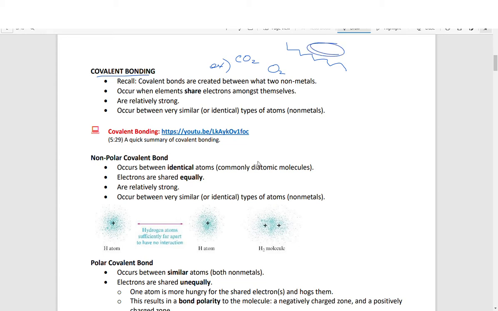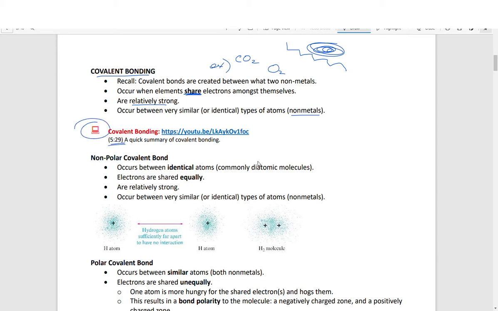So they're both from beyond the step over here, these non-metals. They occur when the electrons are shared. And again, to satisfy the duet or octet rules or complete the valence shell of electrons, that's the solution. So ionic bonds is giving and getting, where covalent bonds is sharing electrons. They're relatively strong, again, and they occur between very similar or identical types of atoms. So generally the nonmetals. There's a summary of it here, just a quick one.